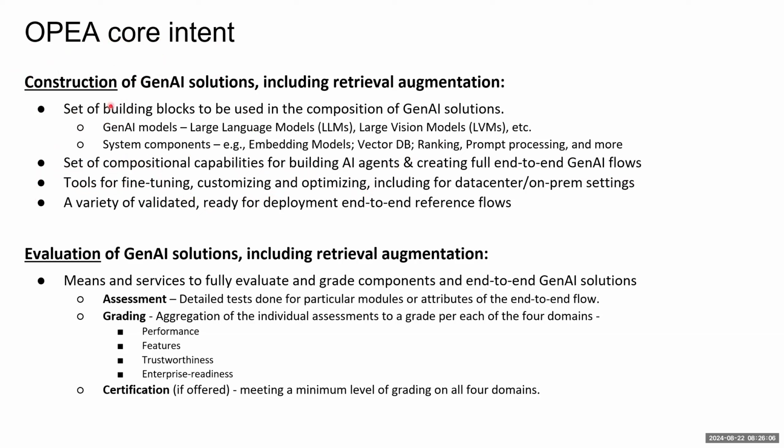Once we construct the AI solution, how do we know this AI solution is good enough? Then we have the second piece for the evaluation. So providing the framework and also the matrix to evaluate the solution from the performance, feature, trustworthiness, and enterprise readiness perspective. And we also have the idea to offer certification. So in a nutshell, we have a construction piece and we have an evaluation piece. Both pieces will be factored in the detailed roadmap in the next page.